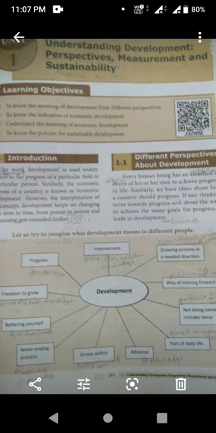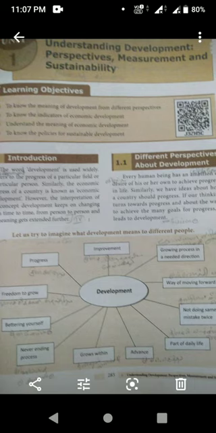However, the interpretation of the concept of development keeps on changing from time to time, from person to person, and its meaning gets extended further. So, what do you mean by development? Development means what? It is the progress of a particular field or a particular person. Okay. Second question, what are the indicators of development? This is also a very important question.